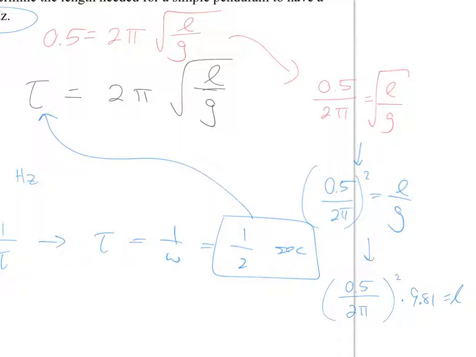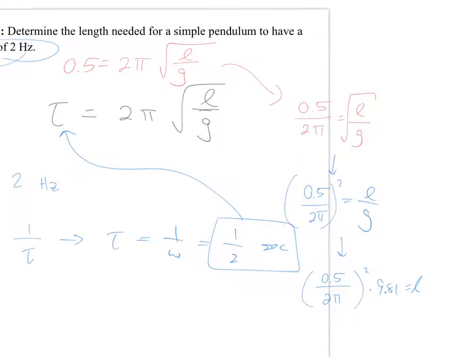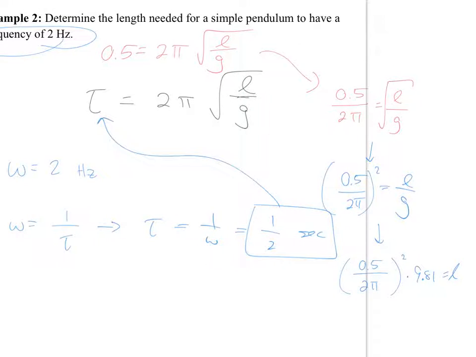Okay, and there's L. So whatever this number turns out to be, 0.5 over 2 pi, make sure 2 pi is in parentheses here. Take that quantity, square it, and then multiply it by g to get rid of g. So multiply it by 9.81. Okay, that'll give us the length needed for this pendulum to have a frequency of 2 hertz. That was the whole question from the beginning. What length should be designed so that this has a frequency of 2 hertz?